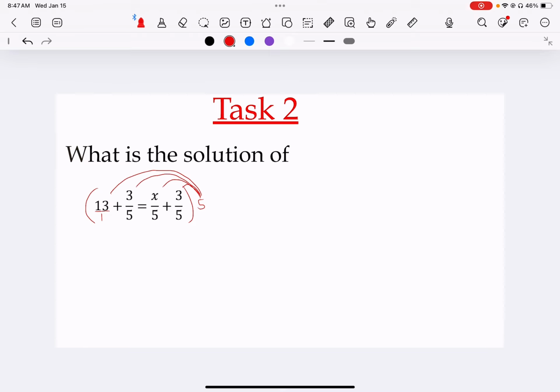13 times 5 is 65. 3/5 times 5 is 3. x over 5 times 5 is just x. And then 3/5 times 5 is 3. 65 plus 3 is 68 equals x plus 3. Subtract 3 from each side. I'm left with 65 equals x, and 3 minus 3 is 0. So I have 65 is equal to x.